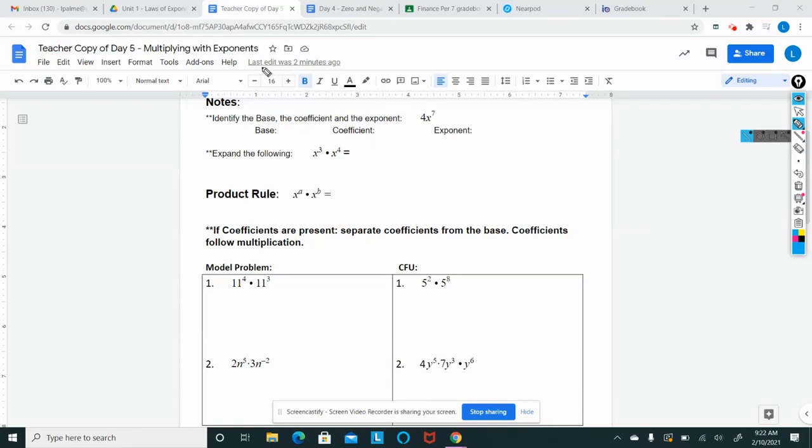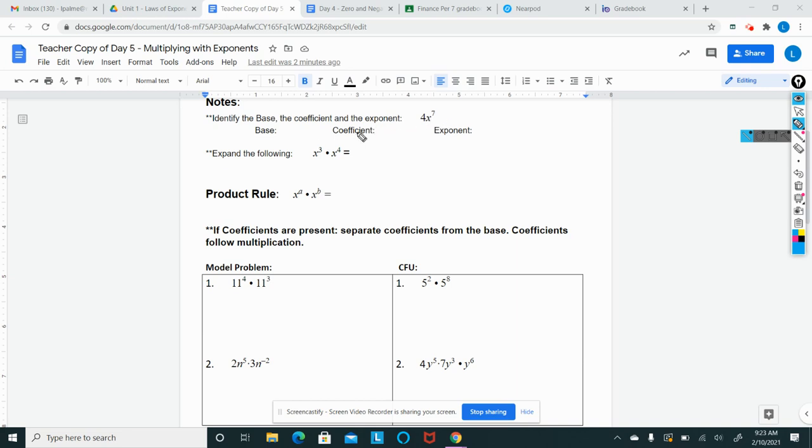Okay, today we are going to learn how to multiply with exponents. This is part of the first law of exponents. With our notes here, there are a couple of things we want to know and remind ourselves when it comes to terms. We need to identify the base, the coefficient, and the exponent of this term, 4x to the seventh.